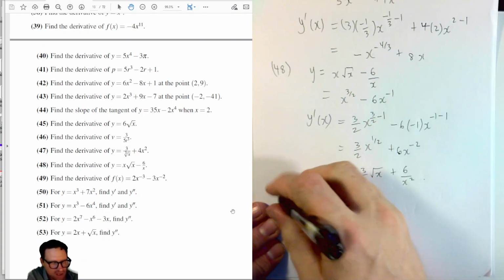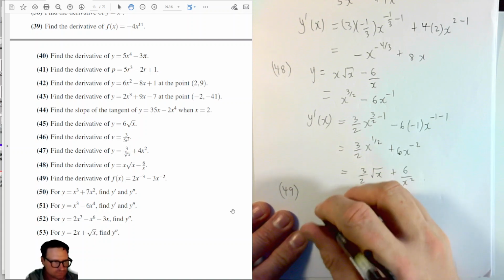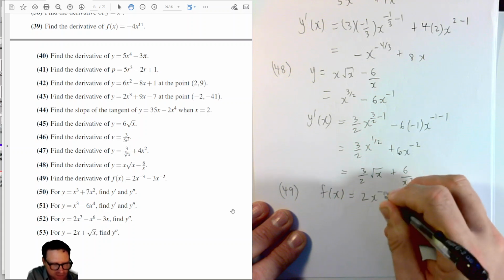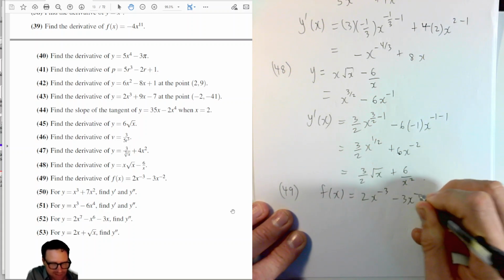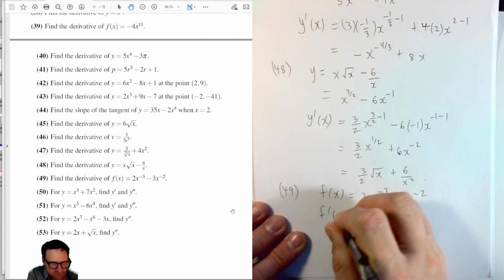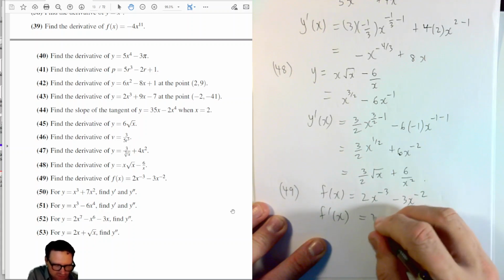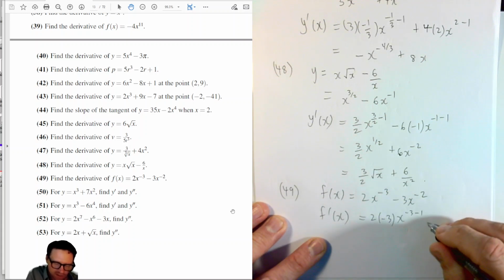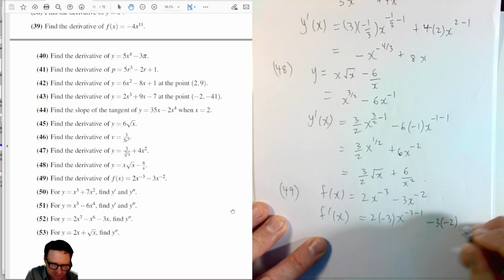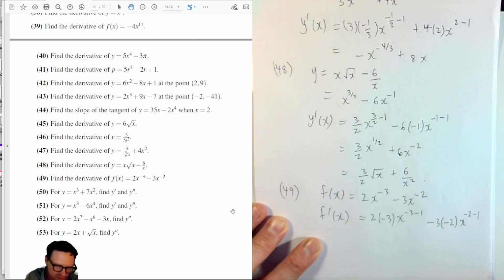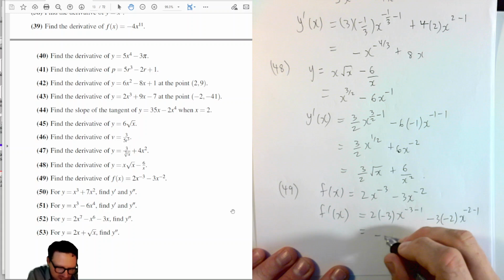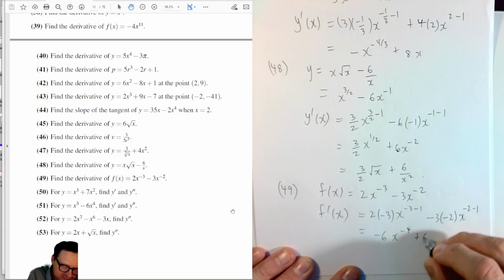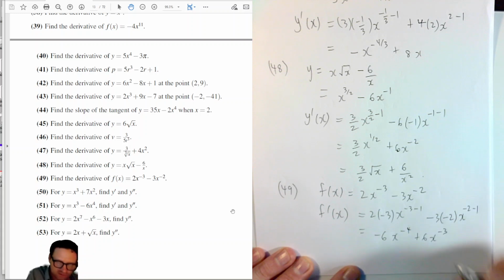Okay, question 49. Find the derivative of f of x equal to 2x to the minus 3 minus 3x to the minus 2. So f dash of x is 2 times minus 3 x to the power of minus 3 minus 1, minus 3 times minus 2 x to the power of minus 2 minus 1. And this is minus 6x to the minus 4, and then plus 6x to the minus 3.